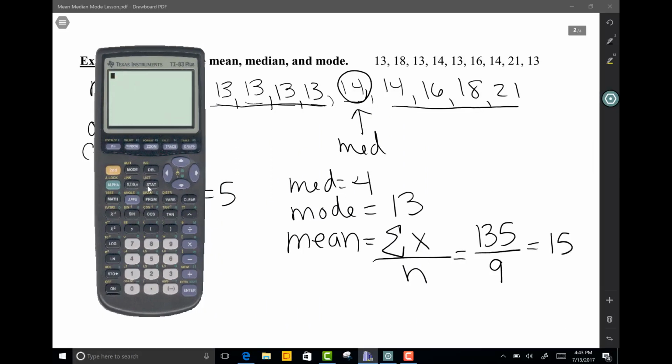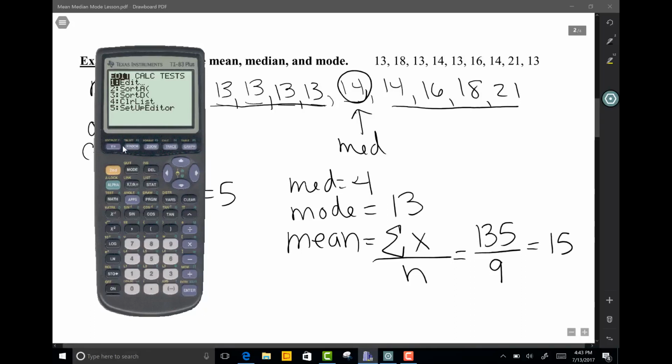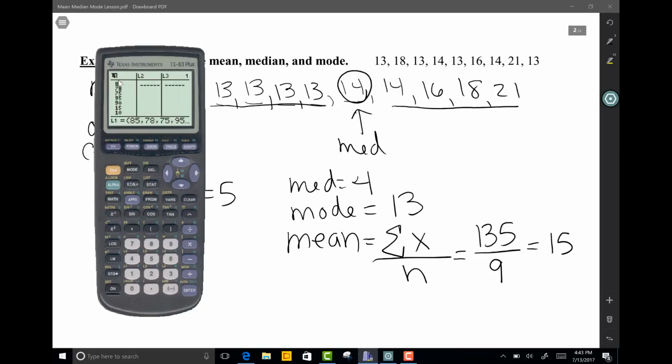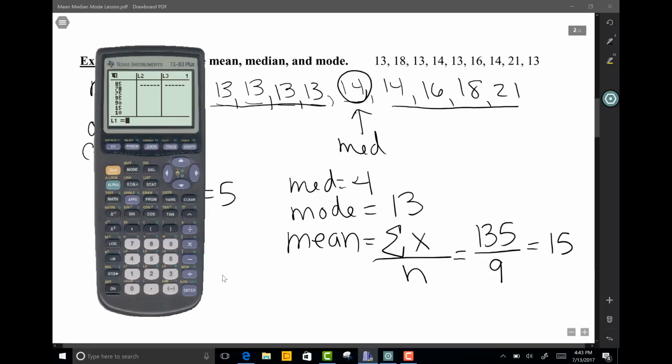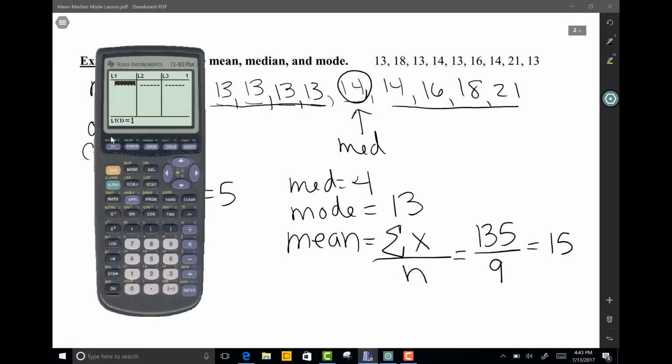I'm going to go into Stat and into Edit because I want to enter this data in my list. Since I already have data values in there, I'm going to highlight L1 and hit Clear Enter. That way it will clear out my list. And then I'm going to enter all my data values. So I have 13, 13, 13, 13. Then I have 14, 14, 16, 18, and 21.